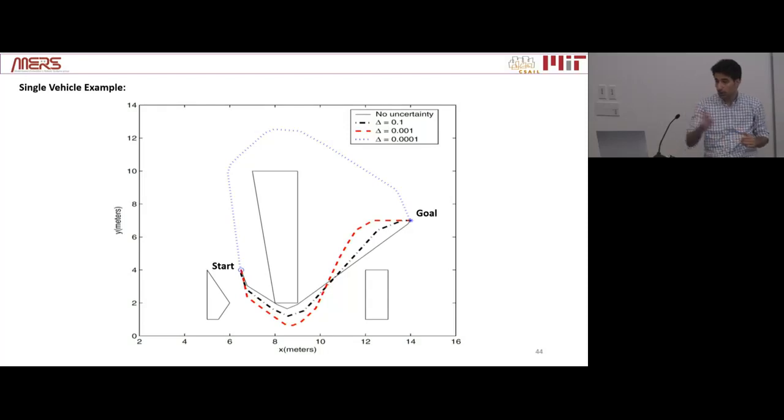The reason is this: by decreasing the risk bound, the safety margin increases, and those safety margins block this area between the obstacles. So we are not allowed to take that way. That's why it decides to take the longer path to get to the destination. So in general, there's a trade-off between optimality and risk. If we want to be optimal, we need more risk.